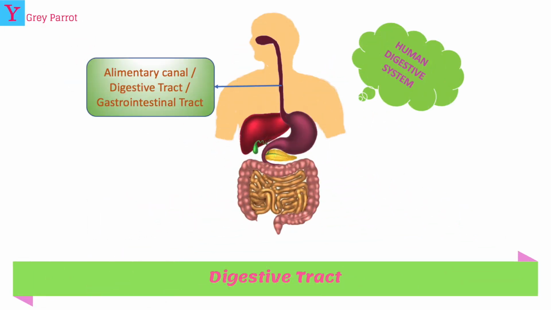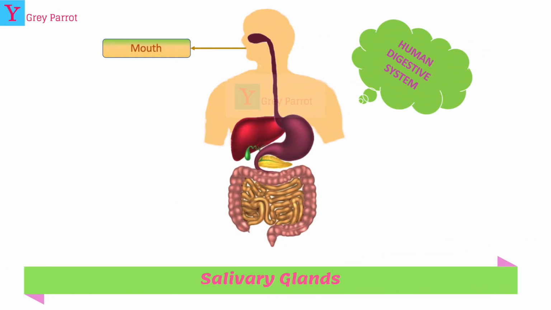Now let's look at the alimentary canal. It's a long pipe which goes from our mouth to our anus. You might ask, how long is that pipe? Well, it's 30 feet long, which is nothing but 9 meters. Our alimentary canal also has other names: the Digestive Tract and the Gastrointestinal Tract.